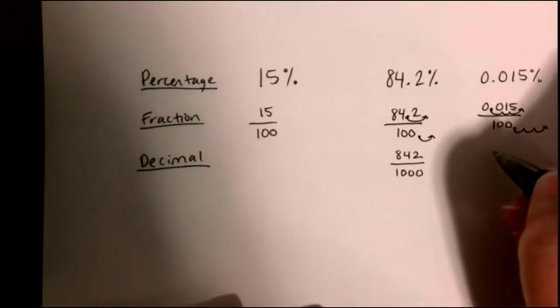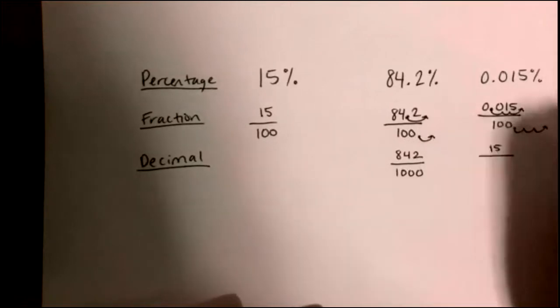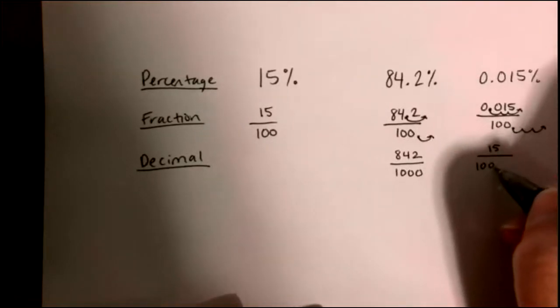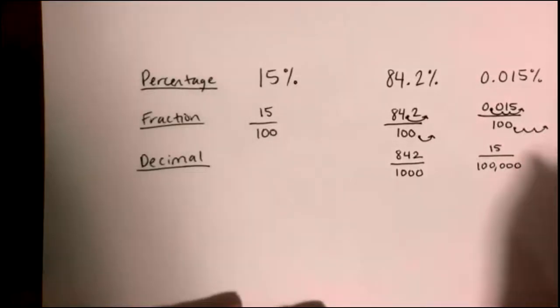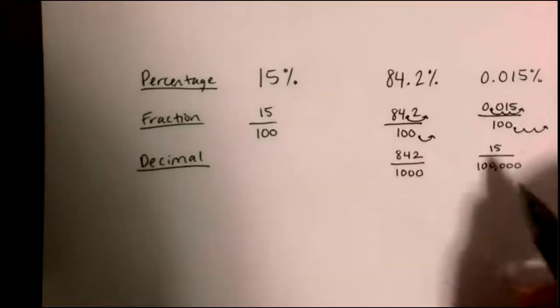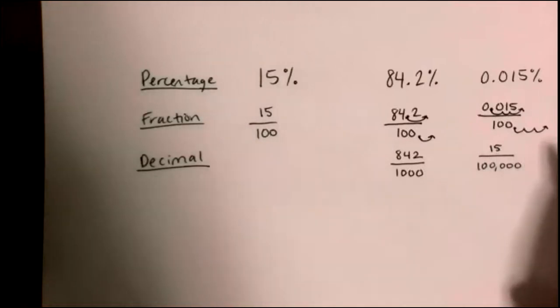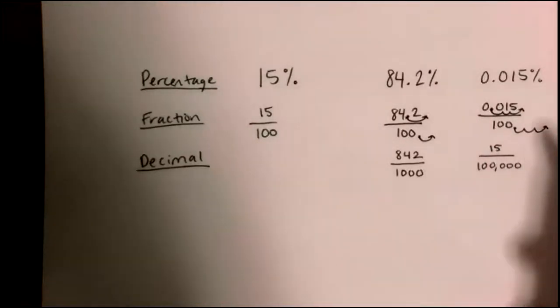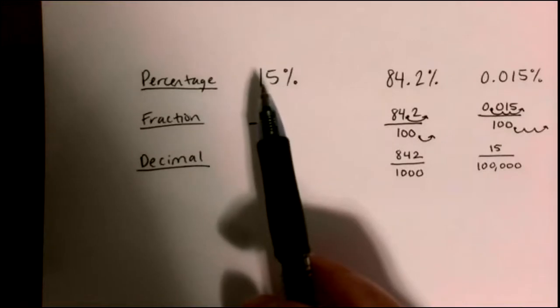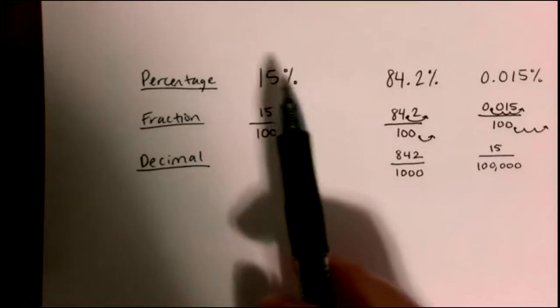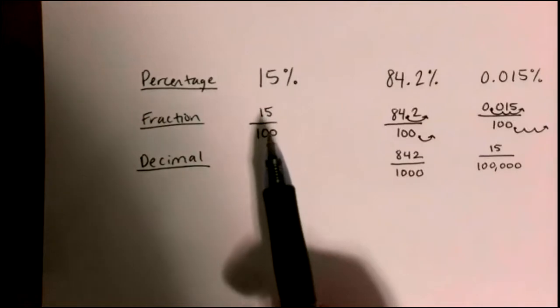So this would become 15 over 100,000. So very small number here. Once again, we could reduce that by at least dividing by 5. I just wanted to show you, anytime you have a percentage, changing it to a fraction, just take that number, put it over 100.